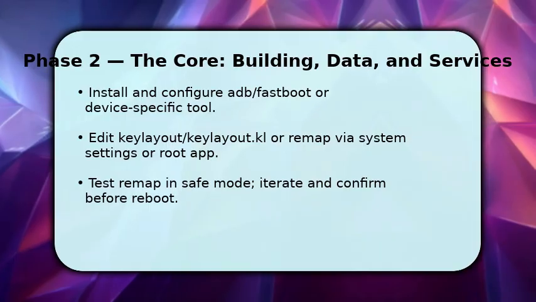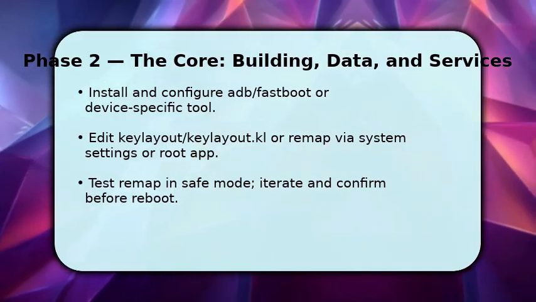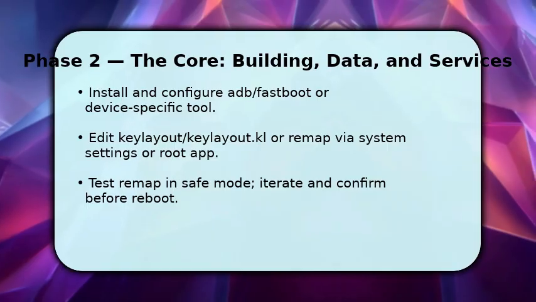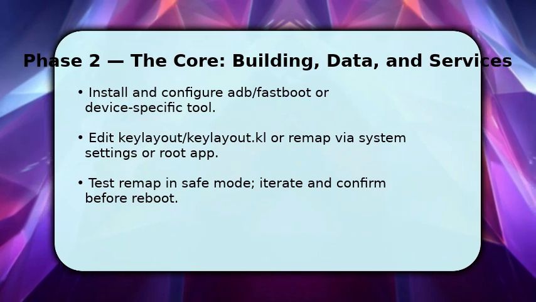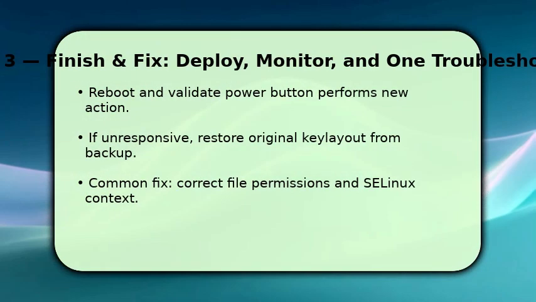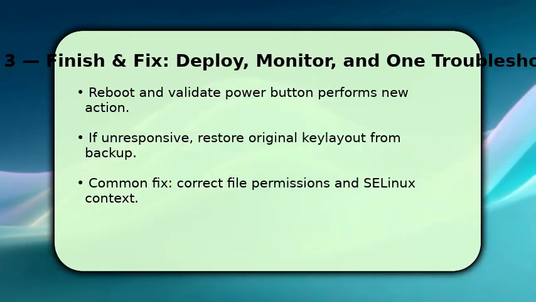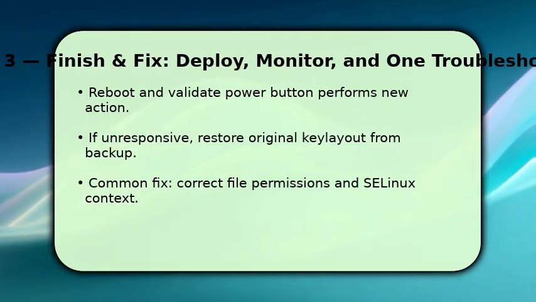Once the file is in place, clear caches and restart the input service. If using a system app, grant necessary permissions. Make incremental tests so you can revert quickly if needed. You finish by rebooting and validating that the power button now performs your chosen action. Verify from cold boot and while screen on.